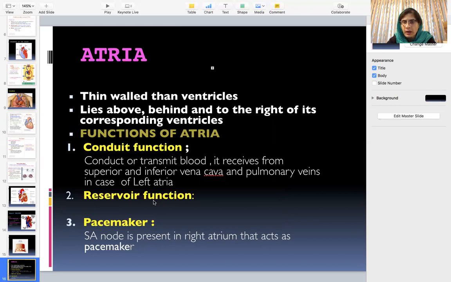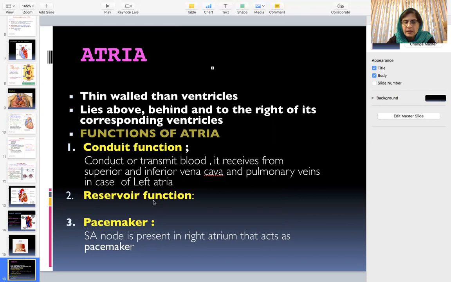It stores the blood when the valves between the atrium and ventricles are closed, and when the ventricles are pumping the blood, it collects the blood and holds it in the atria unless the valves are open. So it has a reservoir function.